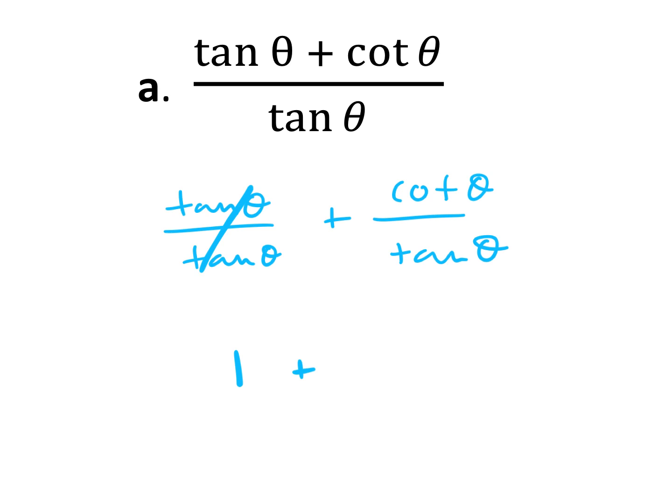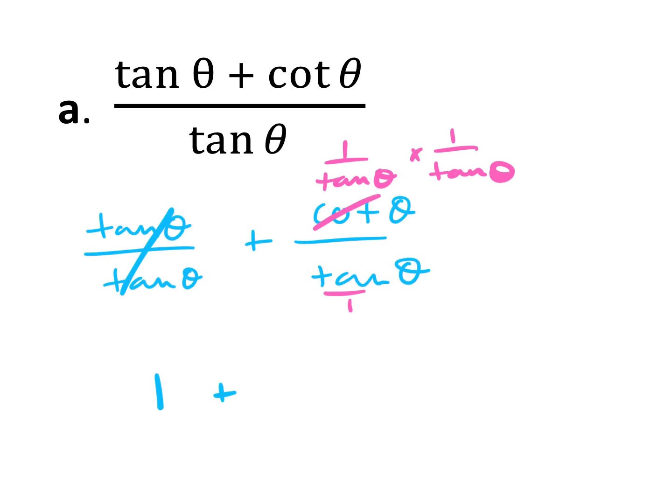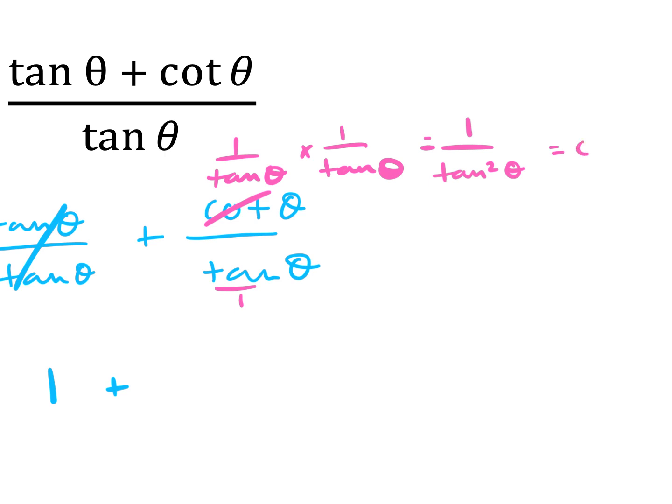What can I do? I can change cotangent to 1 over tangent and keep change flip. So I keep the top, change to multiplication, and flip the bottom. The bottom is tangent over 1, so I'd make it 1 over tangent. What's 1 over tangent times 1 over tangent? 1 over tangent squared. What is 1 over tangent squared? Cotangent squared. So this would be 1 plus cotangent squared.